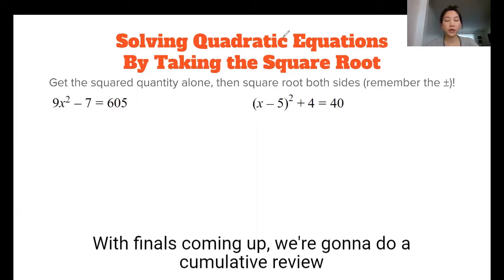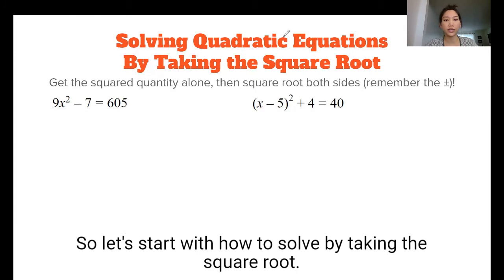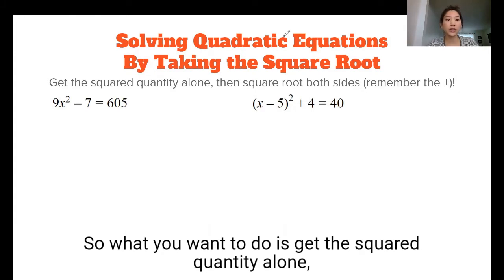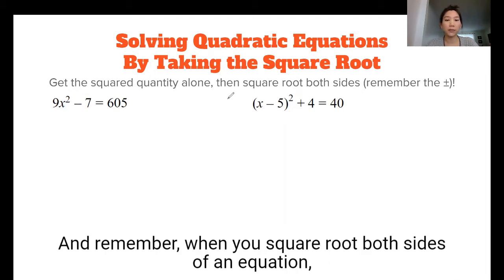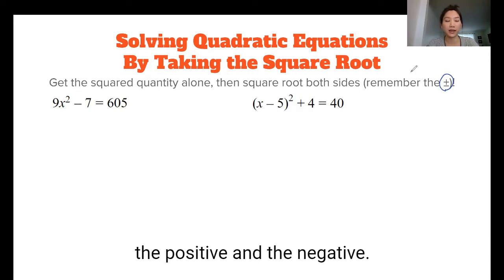With finals coming up, we're going to do a cumulative review on solving quadratic equations. So let's start with how to solve by taking the square root. What you want to do is get the squared quantity alone and then square root both sides. And remember, when you square root both sides of an equation, there are two possibilities, the positive and the negative.